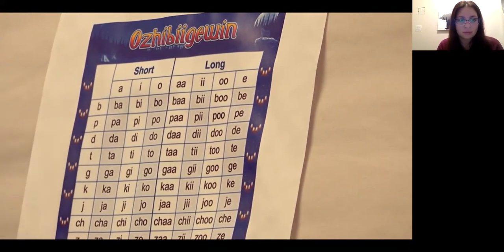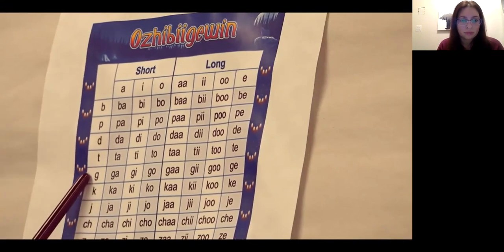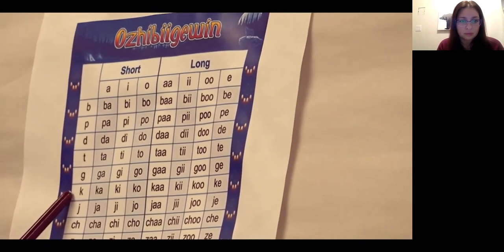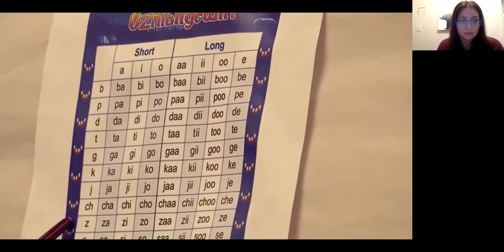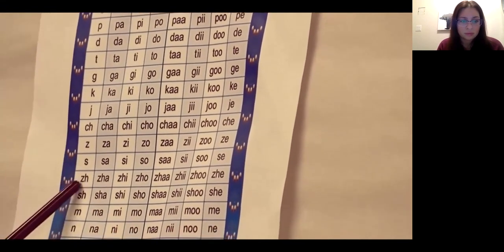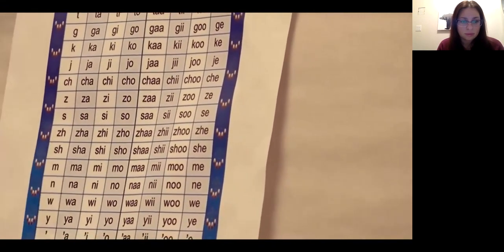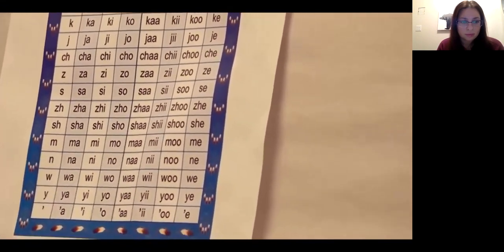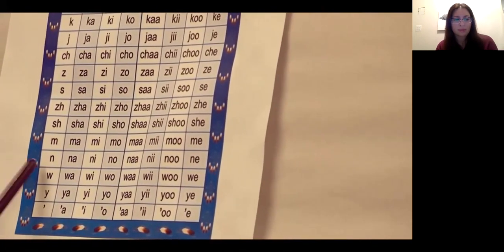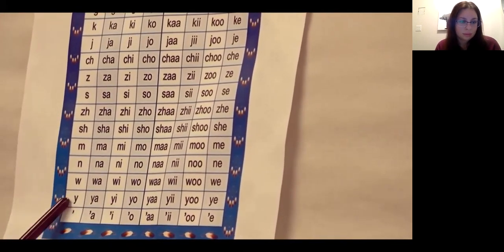So b and p, d and t. Okay, so d is more of a, I don't know what you would call it, and the t, okay? And then g and k, and j and ch, and z and s, and j and sh. M is just one, it doesn't have any relative. It's all by itself. And then we have n, and we have w and y.